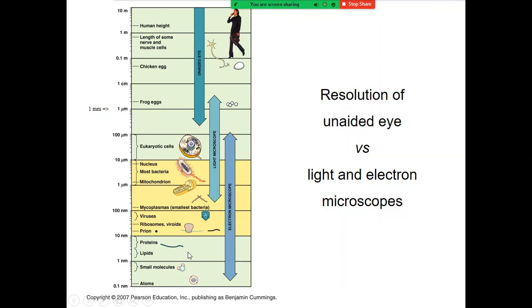Now, to see the small things, we need a light microscope. You can use a light microscope to see up to about 100 micrometers, but that's overlapping with the light microscope. All right, any question about any of this? You don't need to know the measurements of the different objects, but you should know the rank.